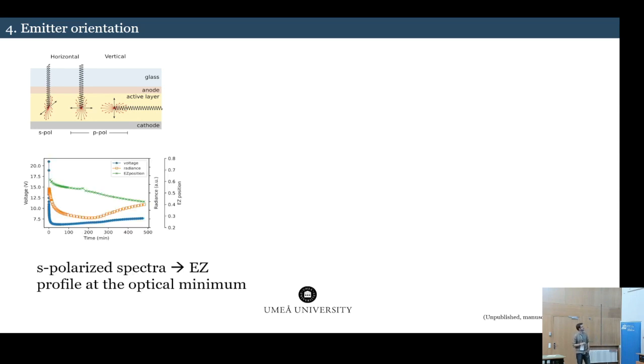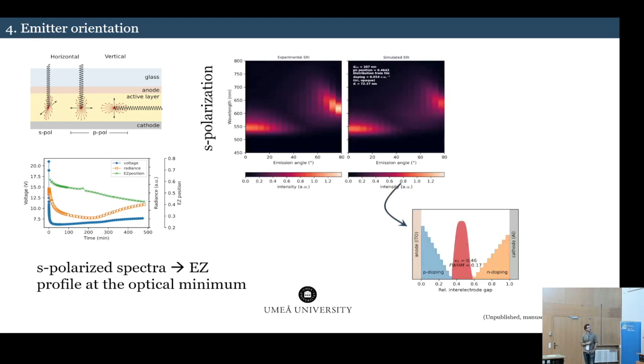So we can use the same dark device as before. And then we first measure the S-polarized spectra because it's insensitive to this orientation. We do that because we really need an accurate snapshot of the optical structure of the device. So we fit the emission zone with a certain width, we fit with the profiles. Well, we construct the doping profiles that have different optical properties, and we extract that.